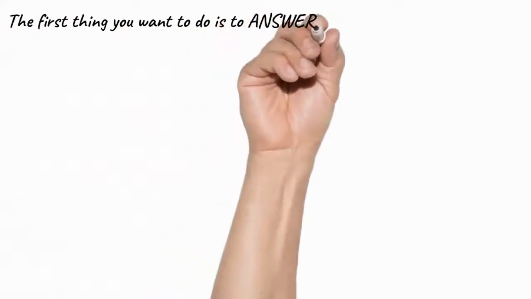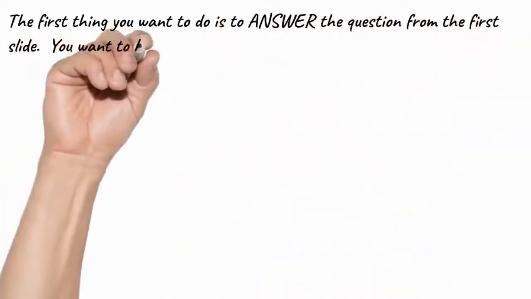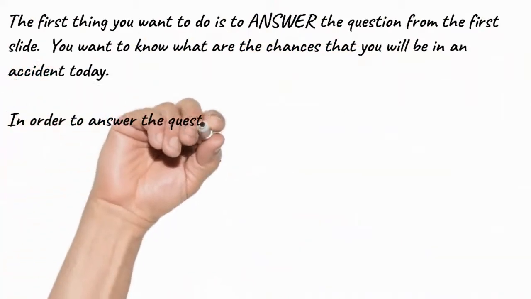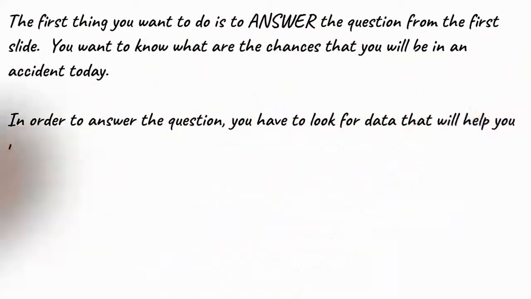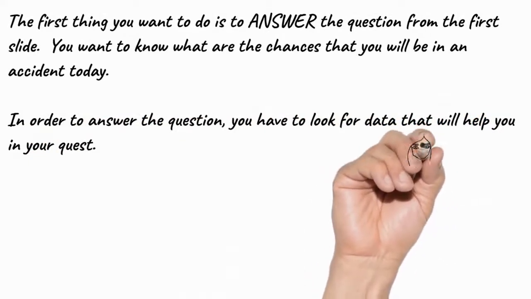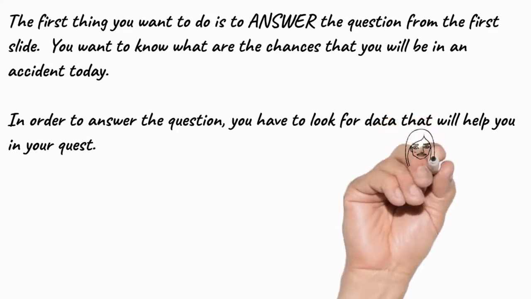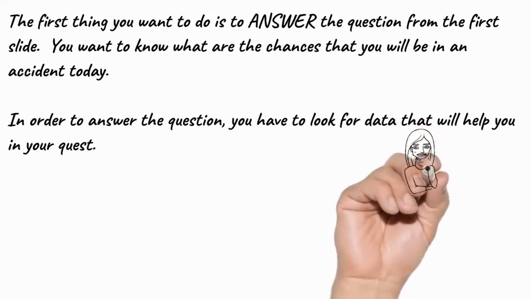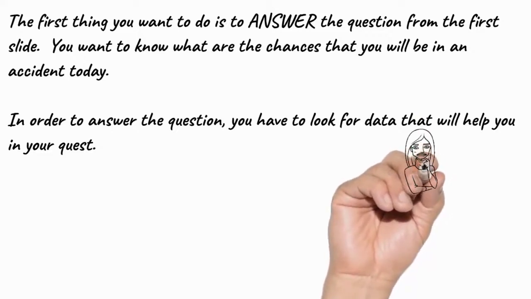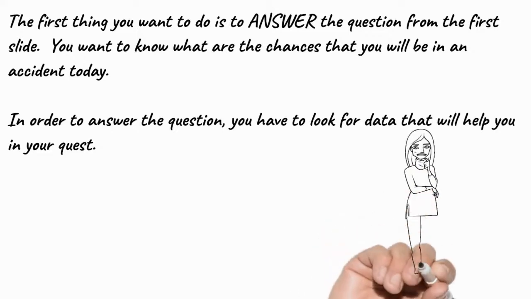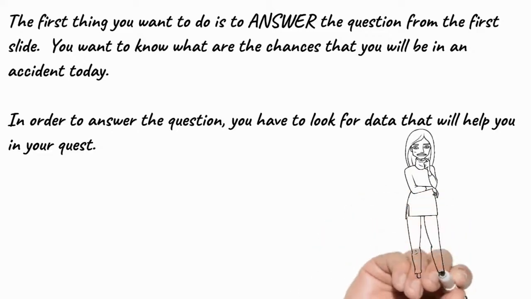So the first thing that you want to do is answer a question. There are any number of ways to formulate that question, but you have to look at the data that will help you in your quest to answer it, and you have to have that question first. That's probably the most important thing that a data analyst can do, specifically when you're talking about probability. So we're going to talk about the question itself: what is it that we want to answer?